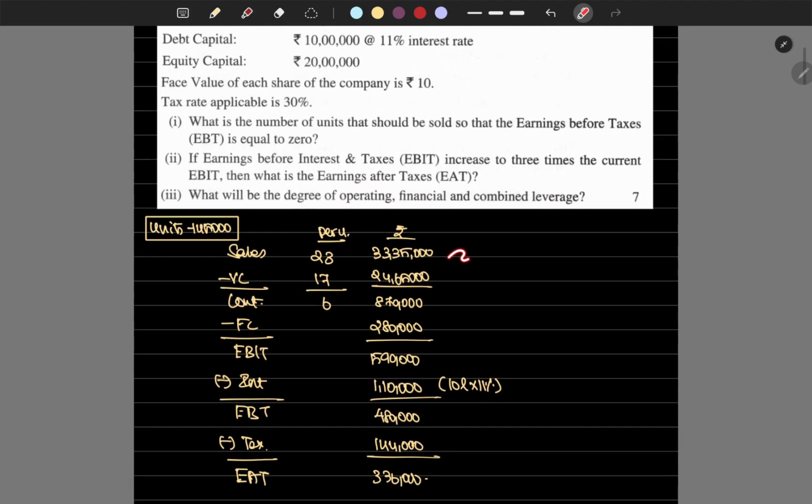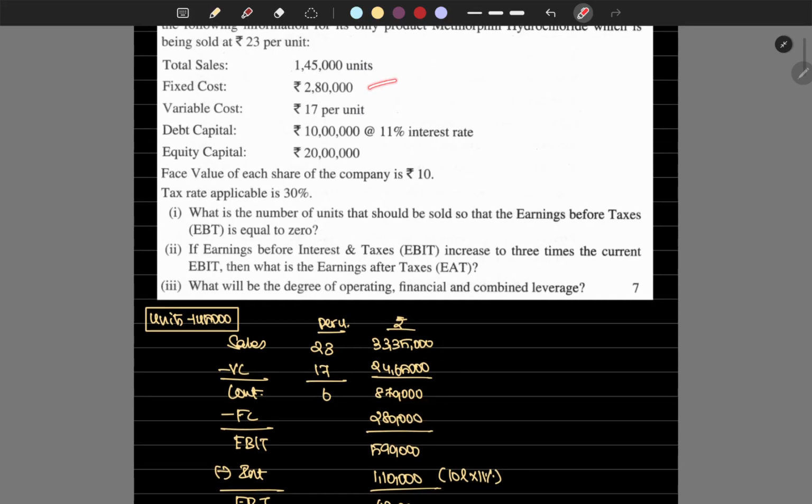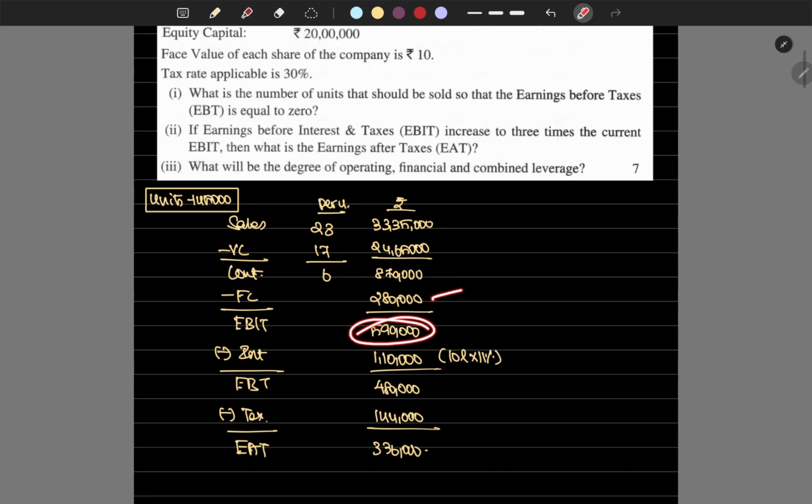First we prepared the statement: 23 into 1 lakh 45,000 units, 17 into 1 lakh 45,000, 6 into 1 lakh 45,000. We have got all the figures. Fixed cost given is 2 lakh 80,000, which we entered. Then we found the EBIT, which is the actual profit before interest and taxes: 5 lakh 90,000.